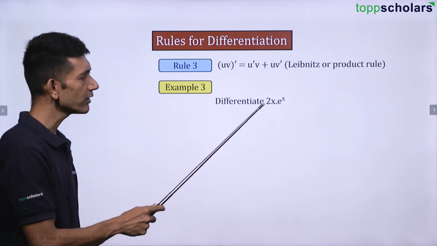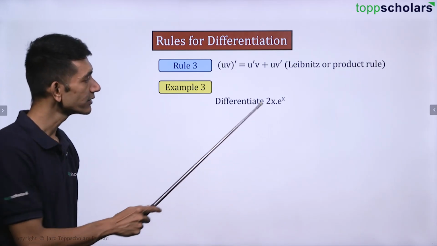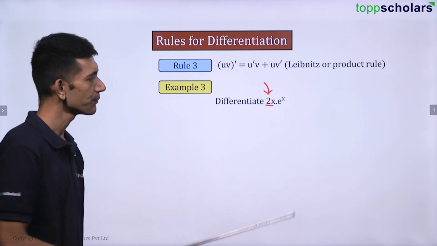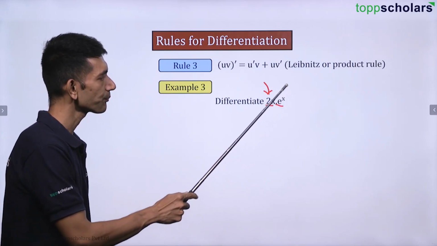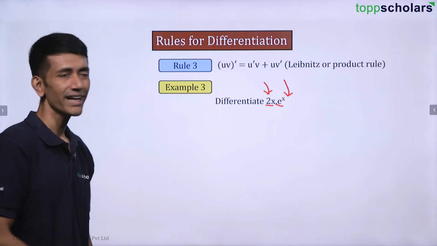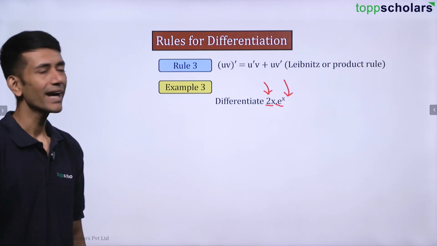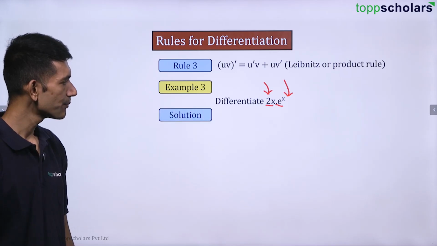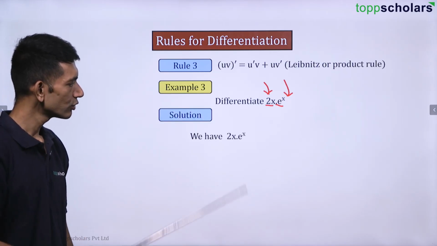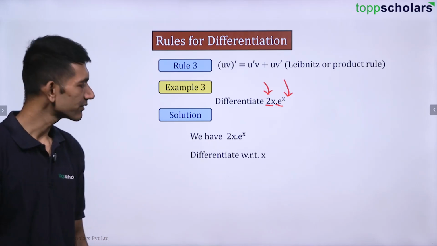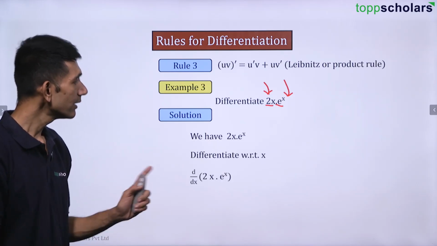Here is an example. Say differentiate 2x multiplied by e raised to x. So 2x is one polynomial function, this entire 2x, and e raised to x is one exponential function. So you have a polynomial function, you have an exponential function, right? So let us move on to the solution. So we have 2x multiplied by e raised to x. We'll differentiate with respect to x. What will happen? Observe this.